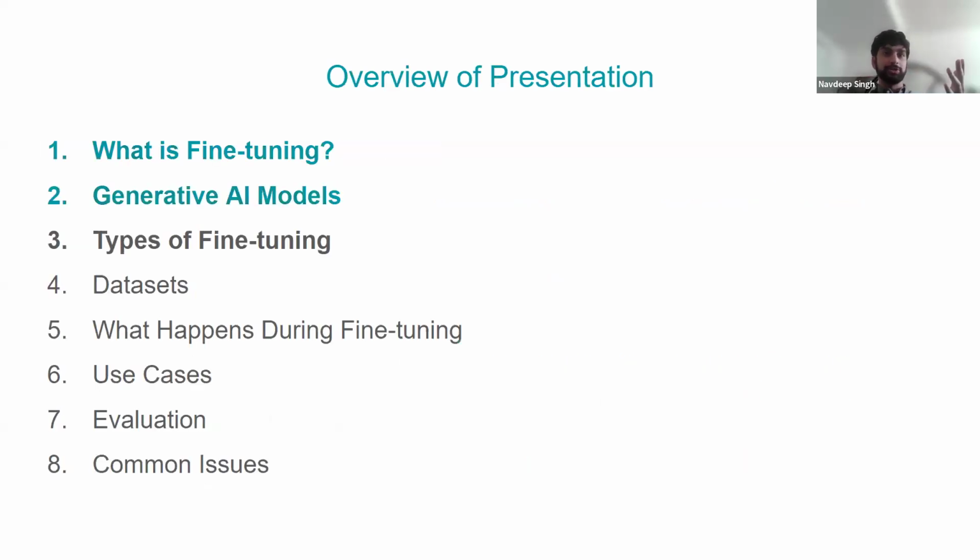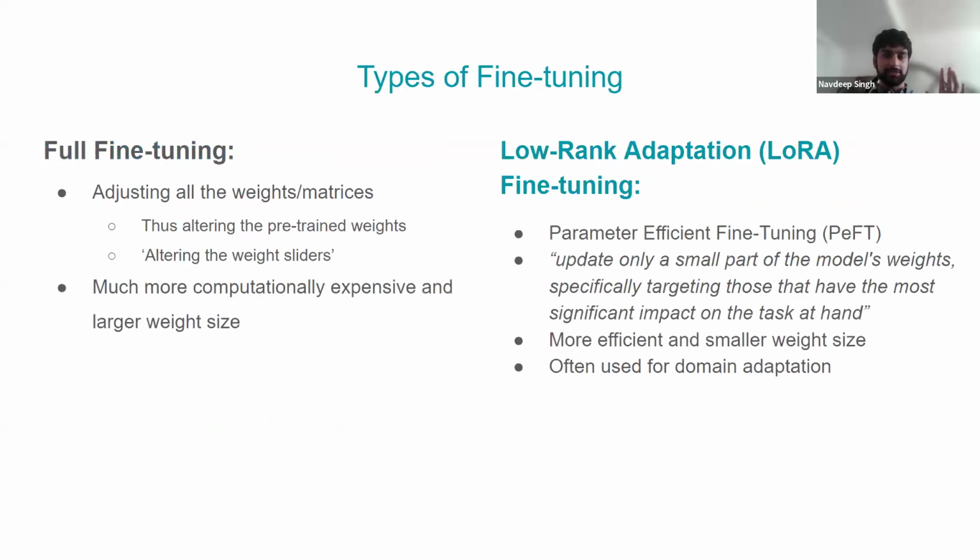So we know what fine tuning is, we know what it does. What types of fine tuning are available to us? Well, there's a number, but two supervised techniques that I'll go over are full fine tuning and low rank adaptation, or LoRA fine tuning. Full fine tuning is going to adjust all the weights slash matrices in the model, right? So if your model is this big and you're changing all of these numbers along the whole architecture, you can kind of imagine how computationally expensive this is going to be.